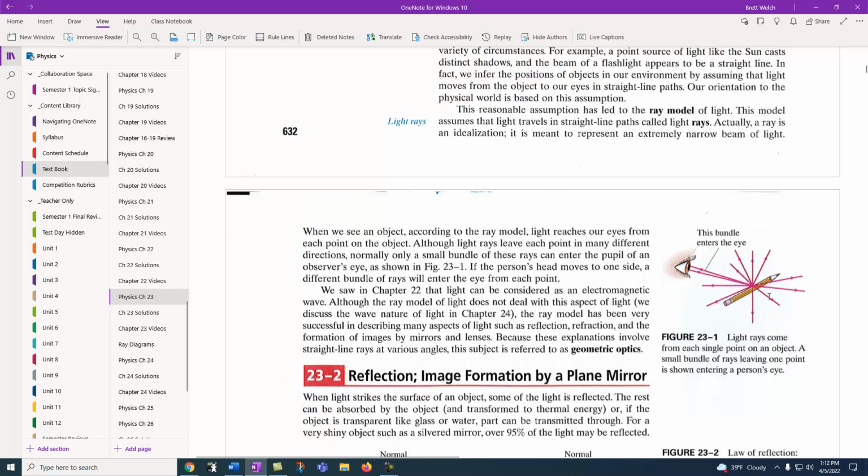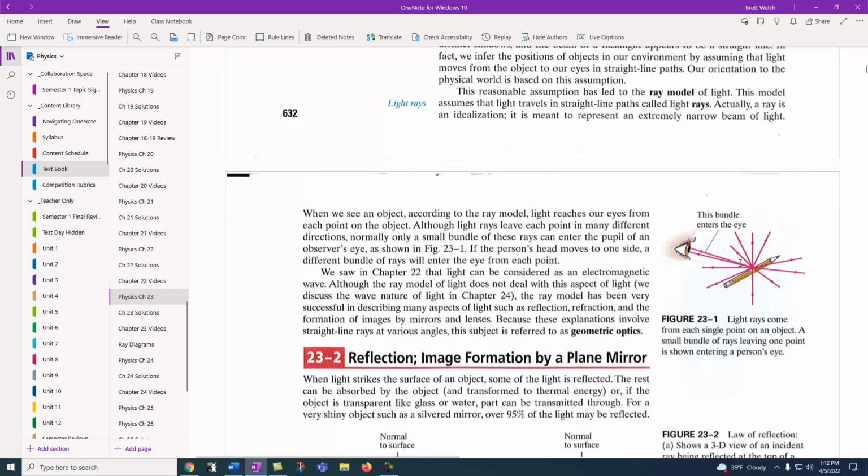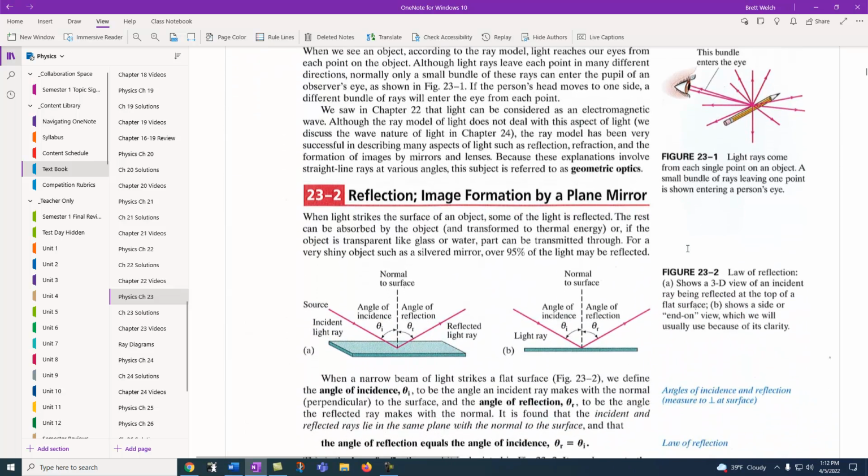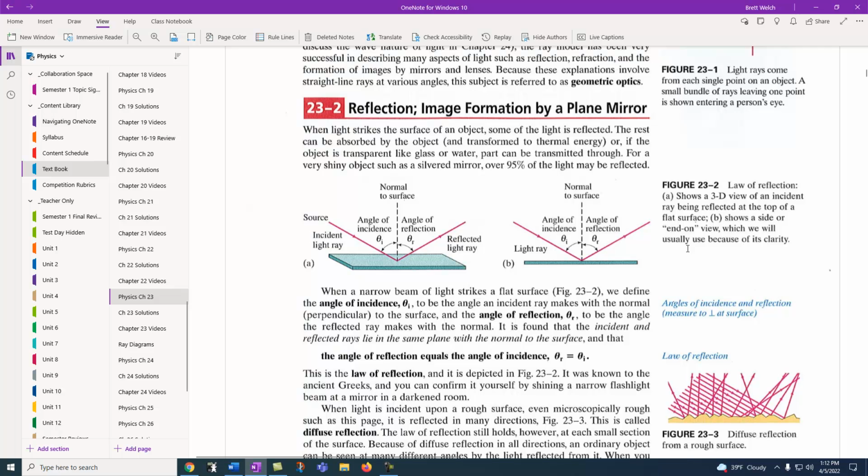But we're going to use these straight line rays to be able to model the general behavior of light as it leaves an object and how we perceive it. So a couple of things that we need to understand about reflections. We're going to start with a flat, or what's called a plane mirror. The word plane simply means that it's a flat surface, like a plane. And so when we see this word plane, we're talking about flat.